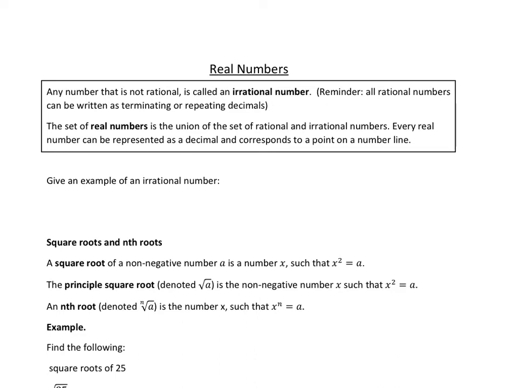All right, for this last section, we're going to be looking at real numbers. Any number that is not rational is called an irrational number. So just a little reminder that in order to be rational, what we've been talking about is that they can be written as terminating or repeating decimals.